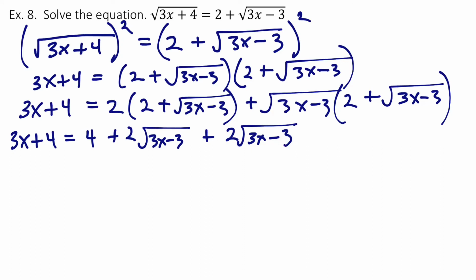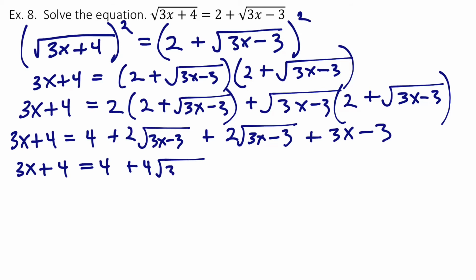And then the last one would be this times this. Notice that it's the same underneath on both of these. So that causes you to be able to take off the radical here. So this is just going to be the inside of that radical, 3x minus 3. All right, so let's condense things a little bit here. So I've got 2 of these plus another 2 of these. That's 4 of those radical terms.